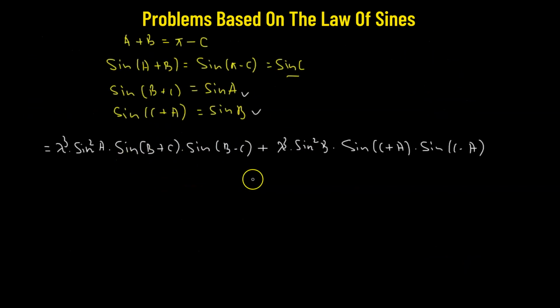Coming to the third term, we're going to get lambda cubed times sine squared C multiplied by sine C. So sine C will be replaced with sine of A plus B, and we have sine of A minus B multiplied to it.